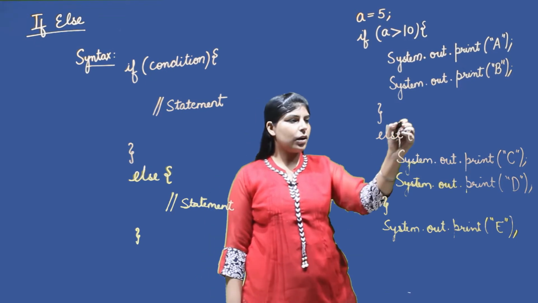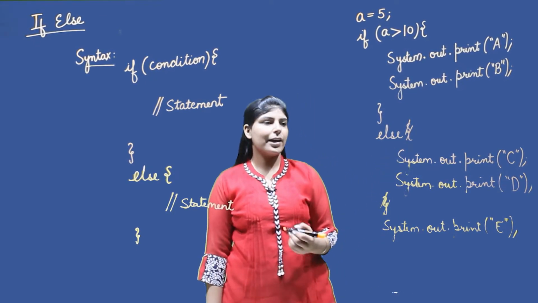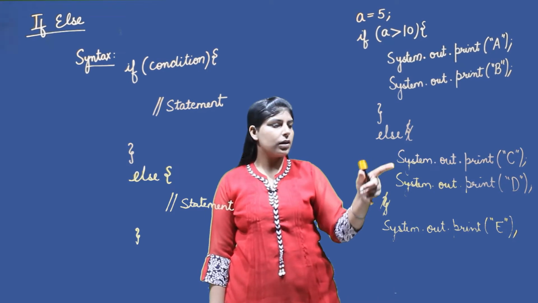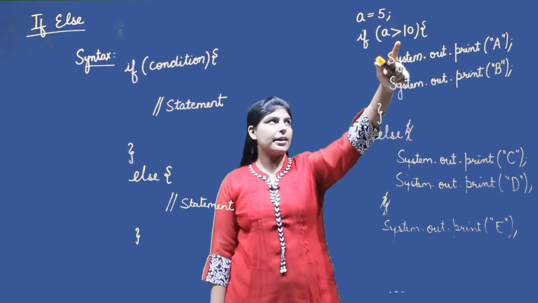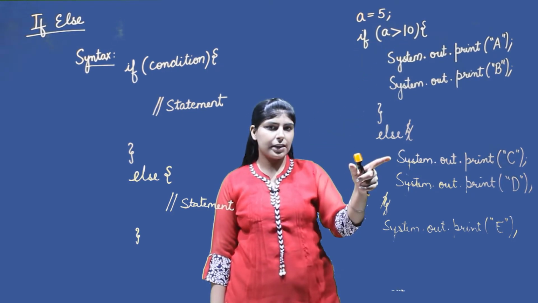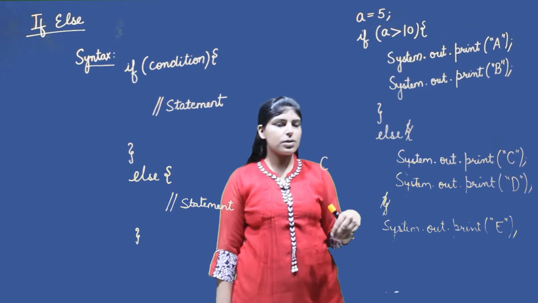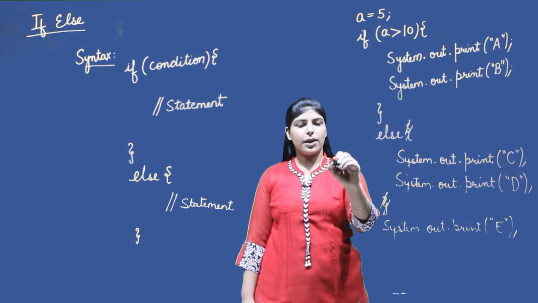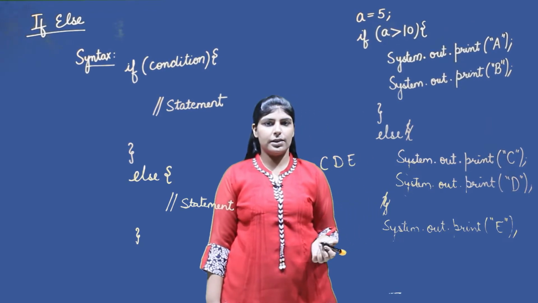Now suppose I do not have the brackets with the else block. Now only one line will be considered part of the else block. This is outside the else block now. Now suppose A greater than 10, A is 5, 5 greater than 10 becomes false. So I will come inside the else block. C will get printed. Now I will come outside, D and E will also get printed here. So the output is C, D, E in this case.